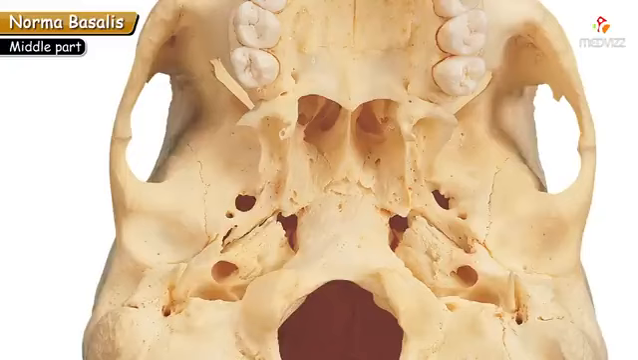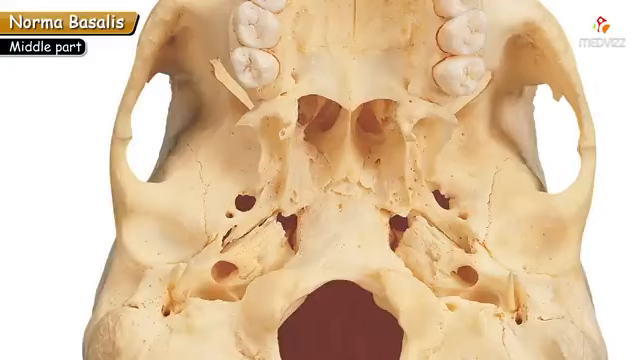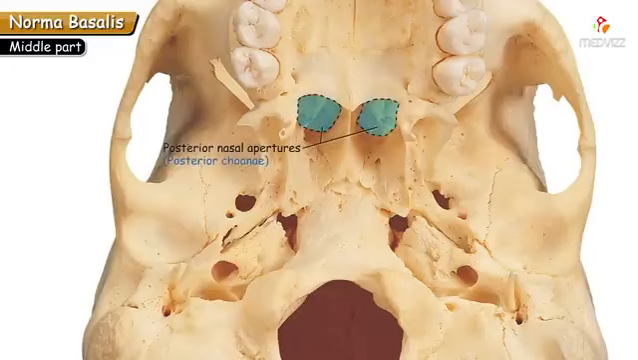To learn the features of middle part of Norma basalis, we can divide into the center median area and right and left lateral areas on each side. Now have a look at this center median area. Anteriorly we can see 2 openings which are called as posterior nasal apertures. These are the openings of nasal cavity from the posterior side, and these apertures are also termed as posterior choanae.